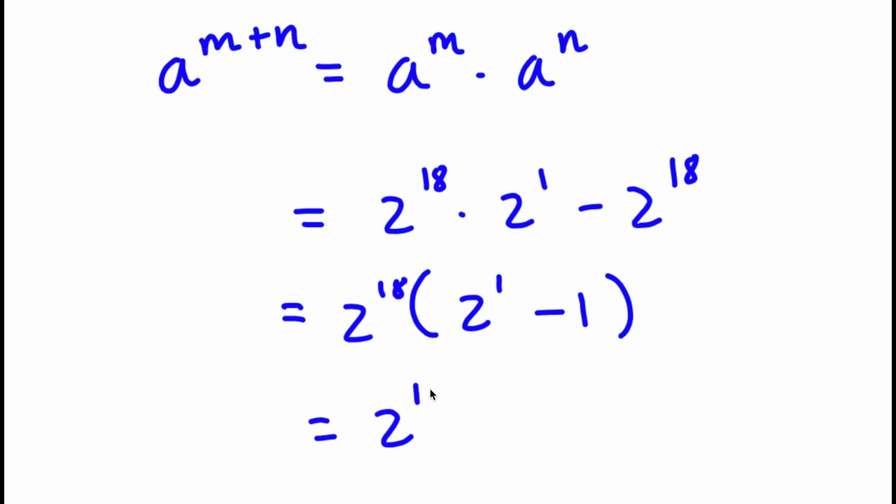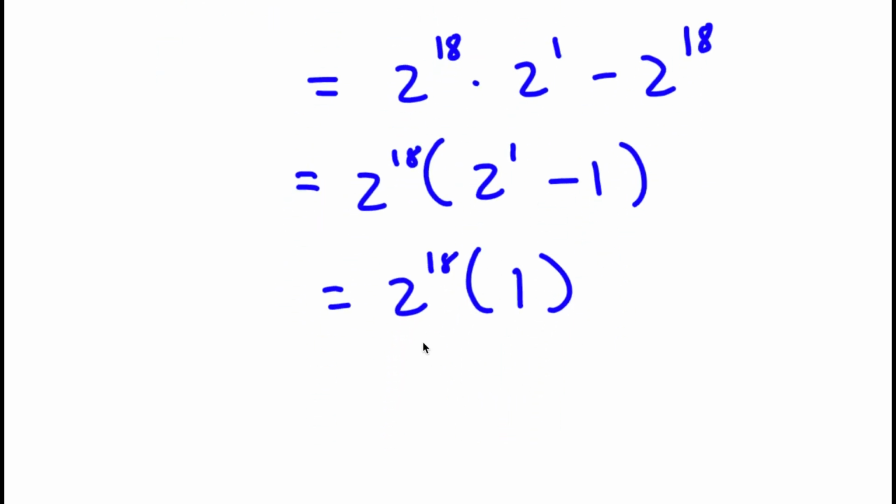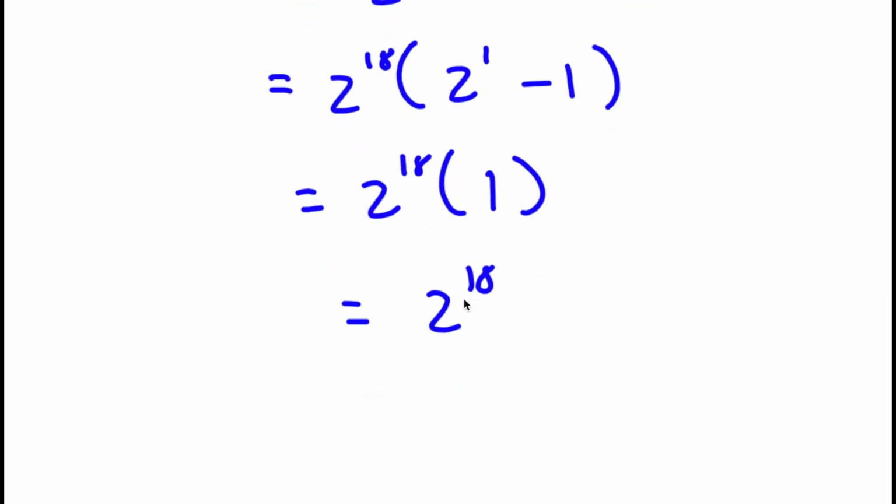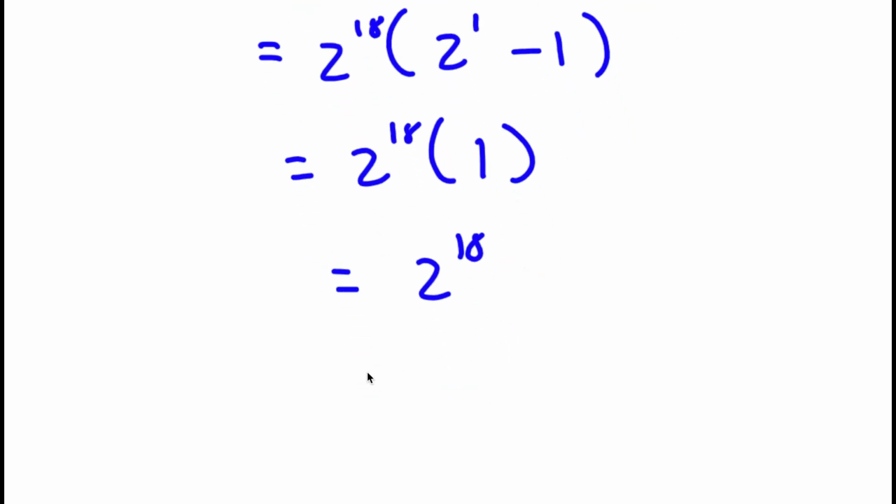Now, this is the same thing as 2 to the power of 18 times 2 to the power of 1 is 2, 2 minus 1 is 1. So 2 to the power of 18 times 1, which is simply equal to 2 to the power of 18. So now what I'm going to do is I'm actually going to simplify this to get the exact value of 2 to the power of 18.